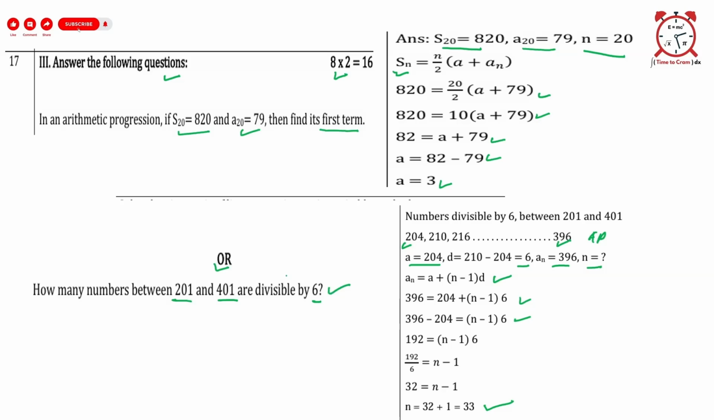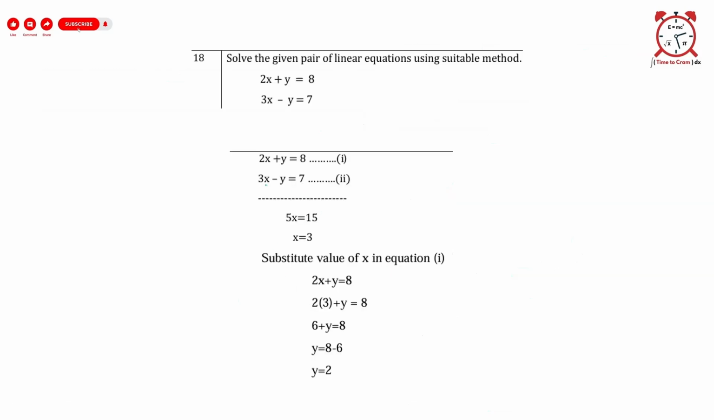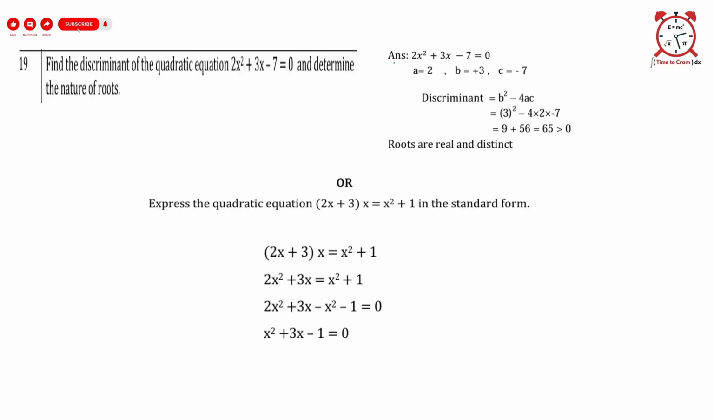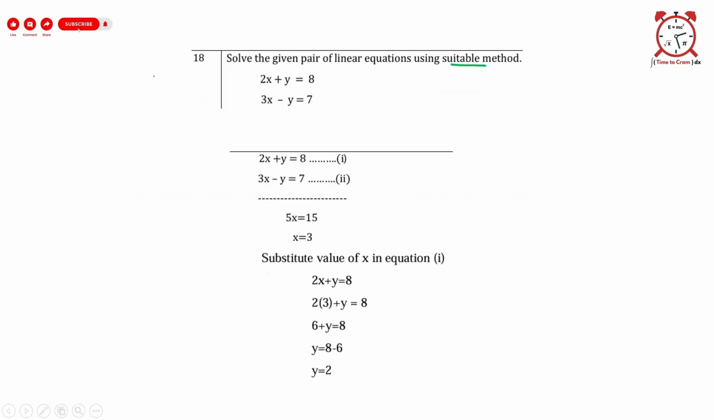Okay. Next question, question number 18. Solve the given pair of linear equations using a suitable method. Here the word suitable method is used, so we can use a graphical method, a substitution method or an elimination method, but here we will use the elimination method, because here it is very easy. You can see that plus y and minus y are given, so we can easily cancel them.